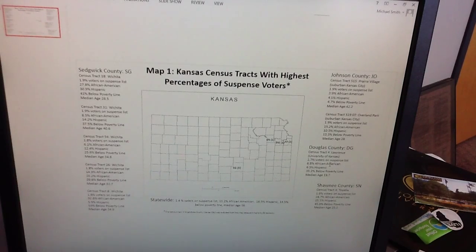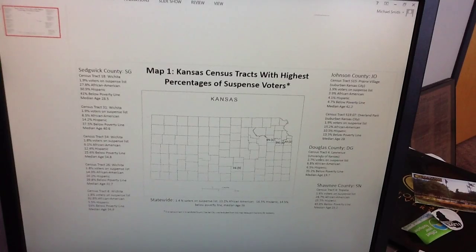It's not terribly diverse. And it appears to have a large percentage of residents below the poverty line, but a lot of those are probably students who in fact get financial support from their parents or student loans or both. So we don't take that too seriously, but it is very telling that we found one of these census tracts with suspense voters on the largest university campus in the state.